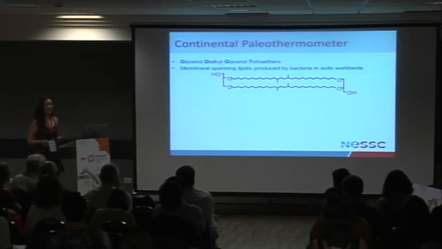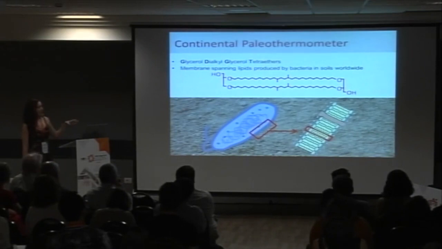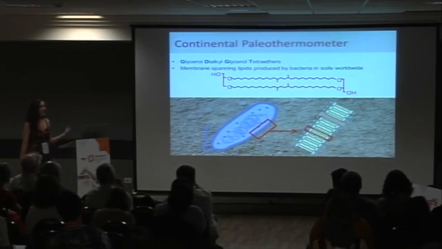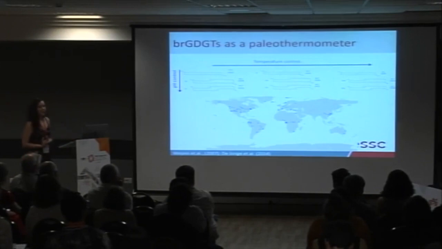These are membrane-spanning lipids, and they're produced by bacteria in soils worldwide. You can see that the bacteria actually make them as a lipid monolayer, and upon cell death, these biomarkers are extremely, extremely stable, and you can find them in marine sediments up to 140 million years old. So as I said, they can be used as a continental paleothermometer.